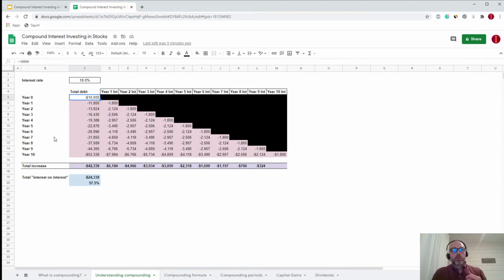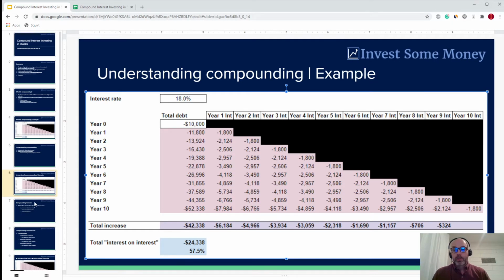There would be repercussions, of course, but this shows how credit card balances can get out of hand, because the amount you owe is increasing at 18% per year. You can see after 10 years, instead of owing $10,000, you owe $52,338. $24,338 of that is from the interest you owe accruing more interest. It's the same thing we did in this example here, except it's just flipped on its head. It compounds what you owe, not what you own. That's how credit cards can essentially spiral out of control.